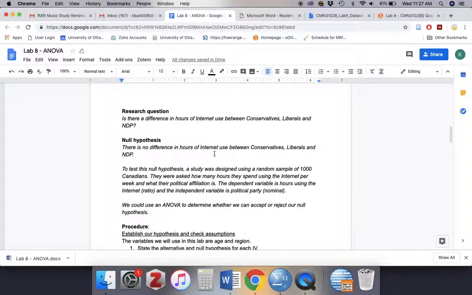That might be the case, and that might be what research supports, but our alternative hypothesis has to stay two-tailed, which means that we can't really go ahead and state a direction of our hypotheses. So all we'll have to say is that there will be a difference in social media use between conservatives, liberals, and NDP, which allows us to stay open to any differences that might occur among these 3 groups.